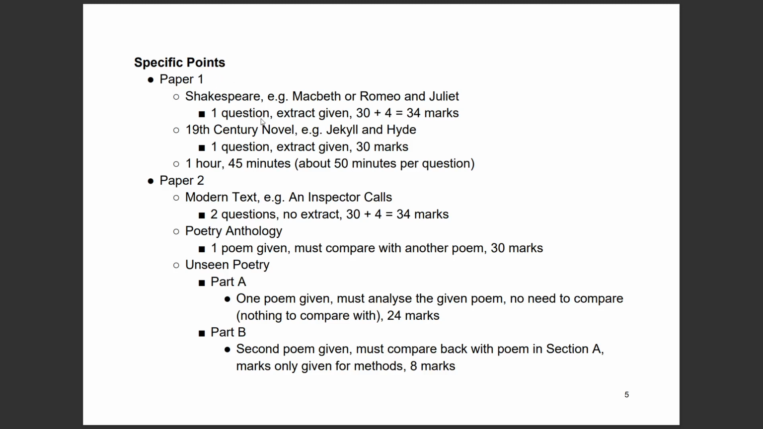So the literature paper is composed of two papers, paper one and paper two. Paper one is Shakespeare. For example, you might be doing Macbeth or Romeo and Juliet. There are some other plays, but these are the two main ones. You are given one question and an extract, and it's 30 marks, plus 4 marks for grammar for the AO4, remember? So 34 marks altogether.